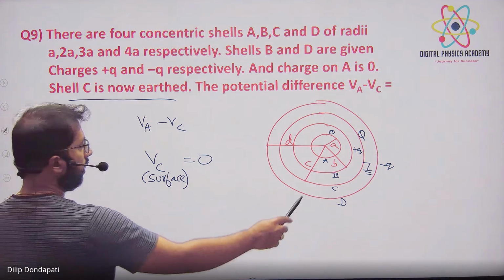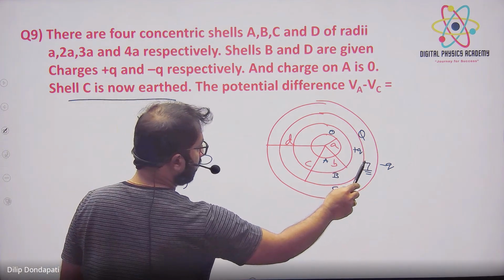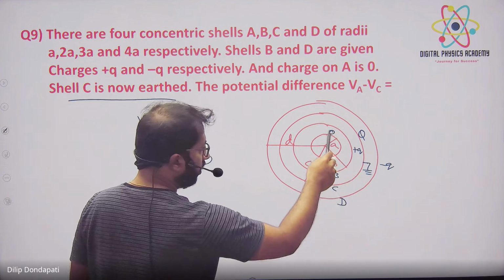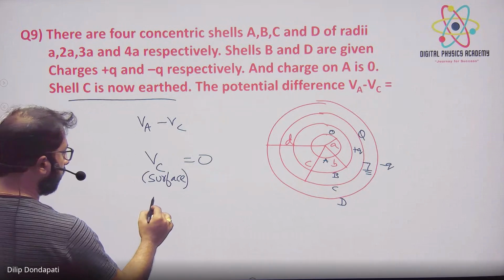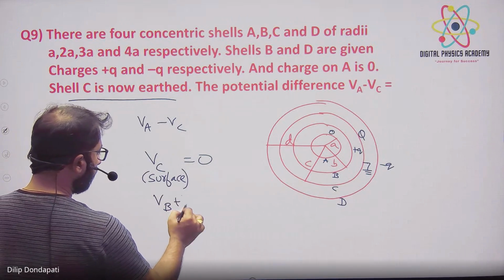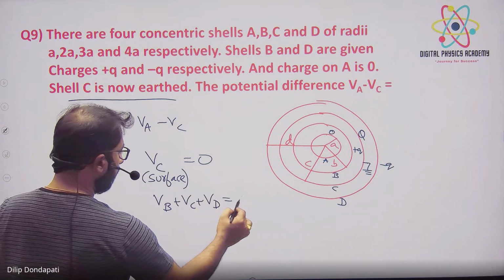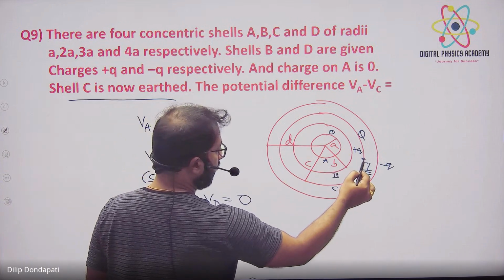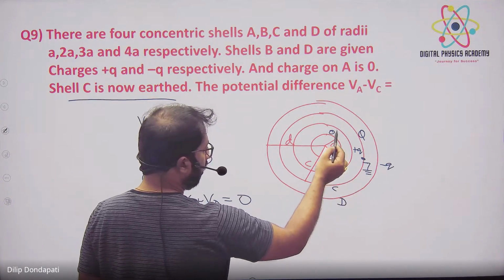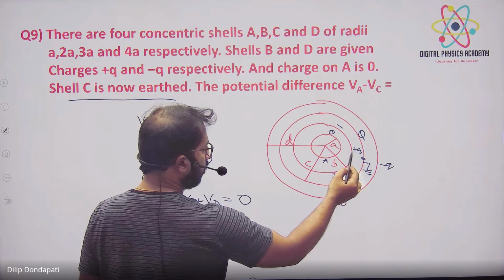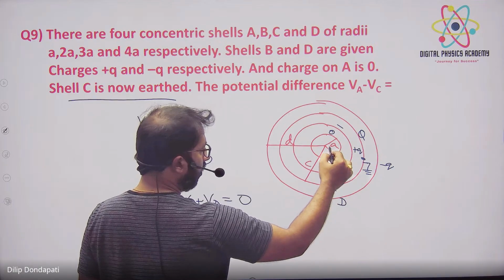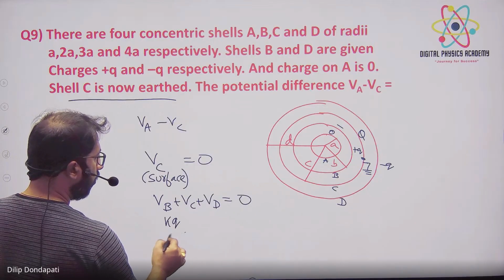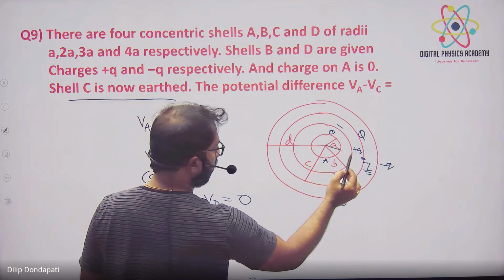The potential at this point is zero. Which shells contribute to the potential here? First shell, second shell, third shell, fourth shell. The first shell has no potential here. The second shell, B shell, plus C shell, plus D shell contribute to the zero potential. For the second shell, this point is acting like an outside point. So K Q by R is how much? KQ by C, because the radius from here to here is C, right?